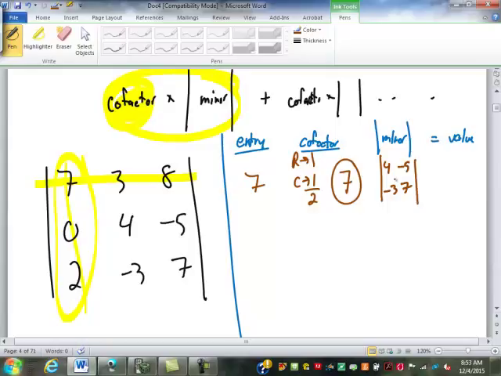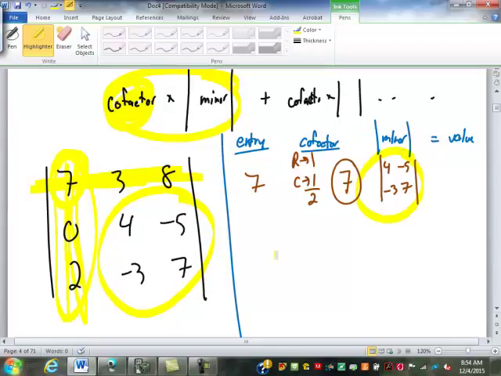Well, we're expanding about the 7, right? We cross out its column, or its row, cross out its column. That's what's left. Still confused? Yeah. But we took out this row. We're expanding about the 7, so we take out the row that contains the 7. So the 7, 3, 8 are now gone. We just erased them. So we take out the column that contains the 7. So the 7, 0, 2 are gone. All that's left is 4, -5, -3, 7. The minor is always going to be one row and one column smaller than the whole matrix, because you're taking out a row and a column.